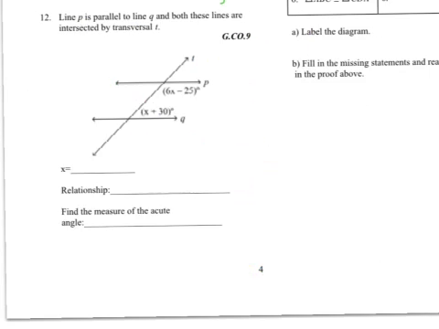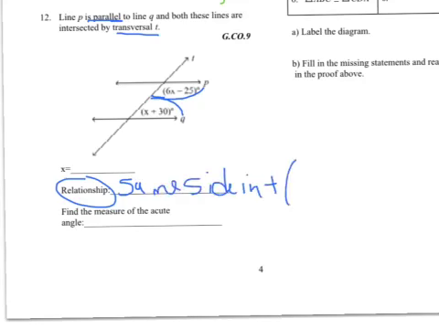In number 12, they tell us that line P and Q are parallel. That's important. And we have transversal T. And I'm looking at these two angles, and here they want to know the relationship. And the relationship is they're called same side interior. Their relationship is that they are supplementary and they add to 180.